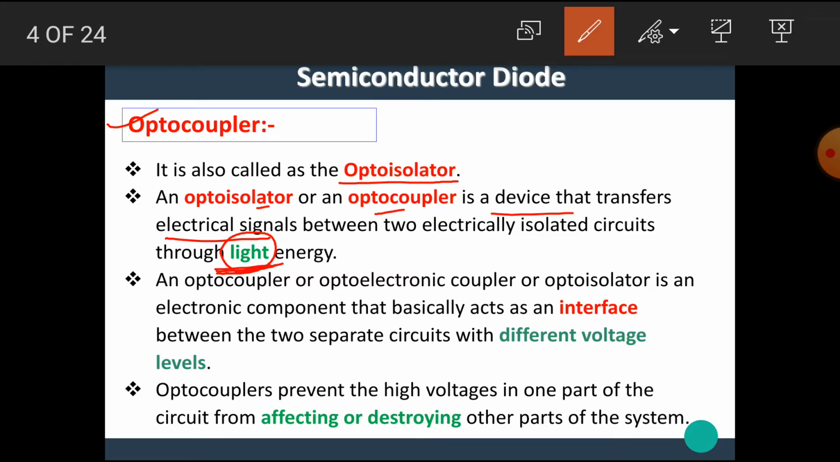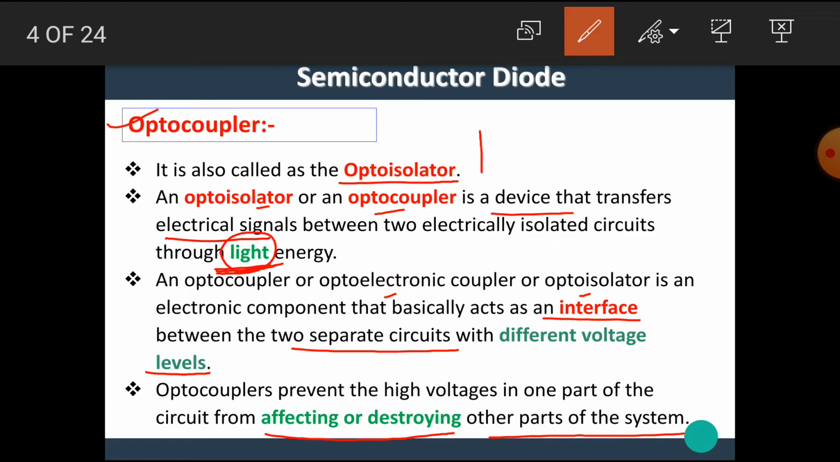An optocoupler or an optoelectronic coupler or an optoisolator is an electronic component that basically acts as an interface between two separate circuits with different voltage levels. Optocouplers prevent high voltages in one part of the circuit from affecting or destroying other parts of the system.